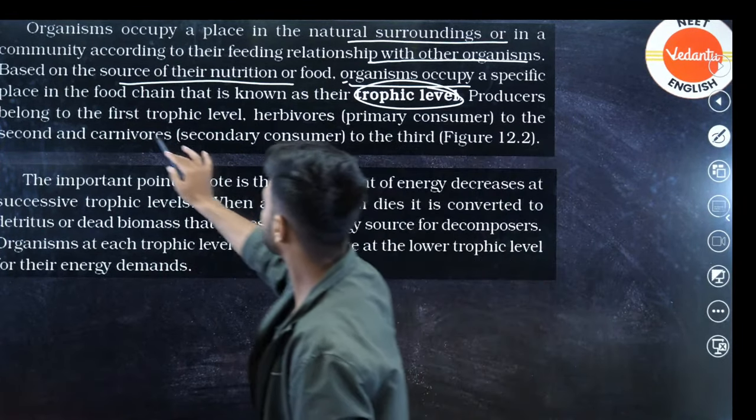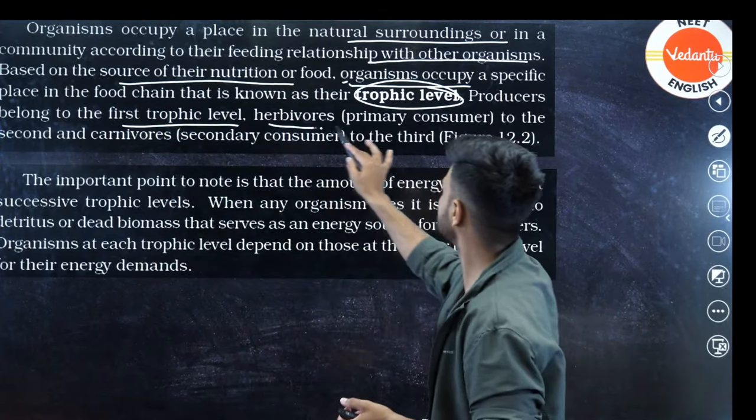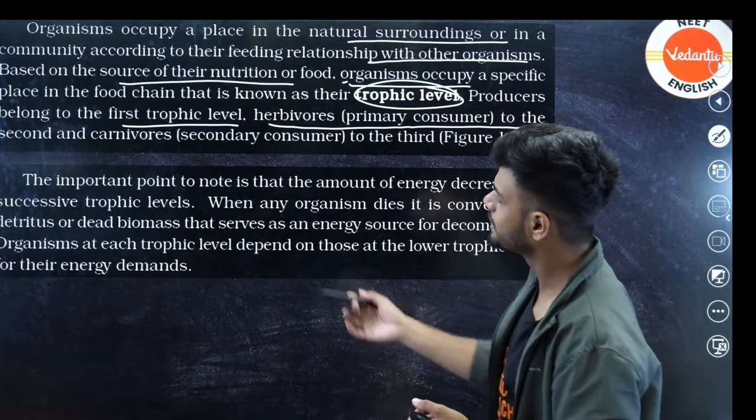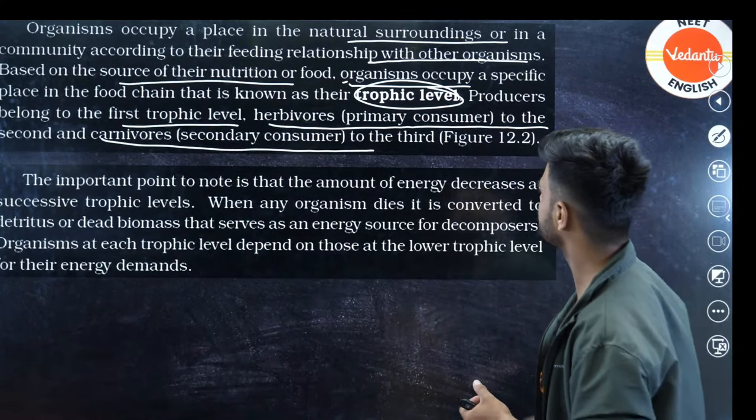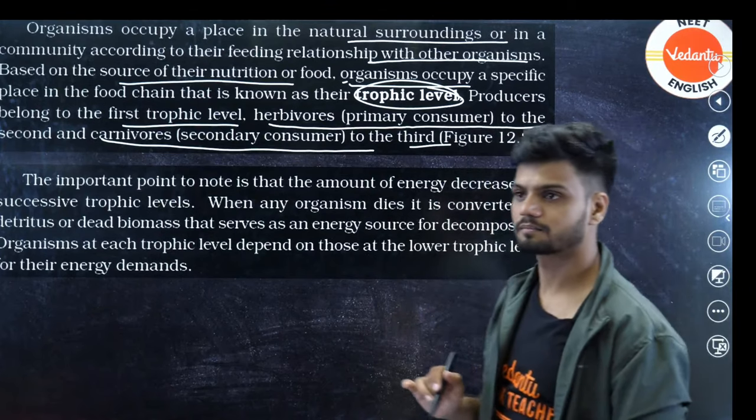Producers belong to the first trophic level. Herbivores are primary consumers, the second, and secondary consumers, the third. Okay.